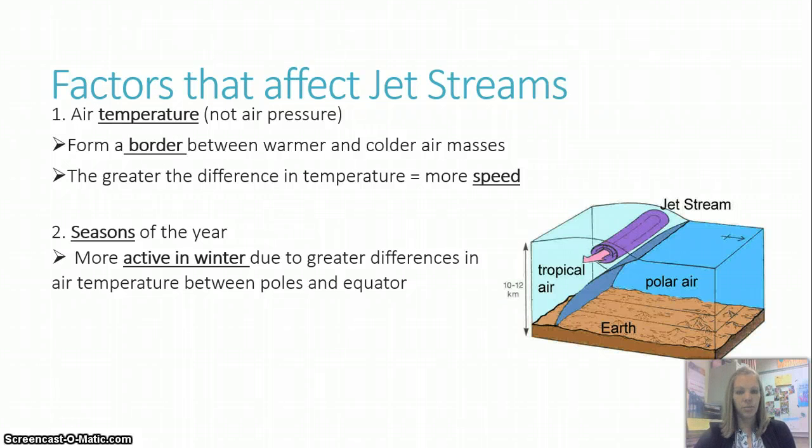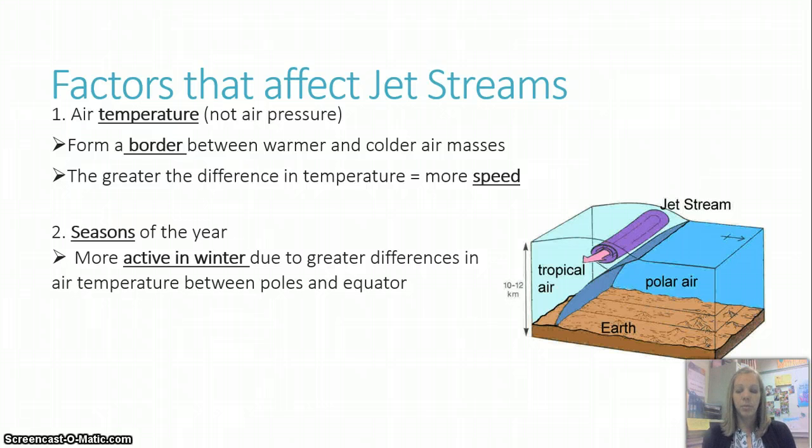So here we're going to break that down again. Factors that affect the jet stream: temperature. Factors that affect global winds: air pressure, differences in air pressure. Factors that affect local winds: more about the differences in how water and land heat up and cool off differently.